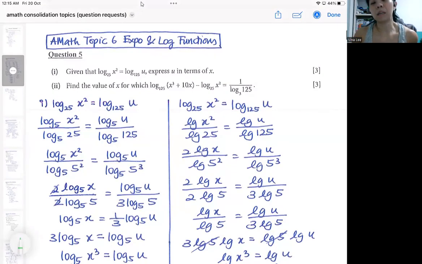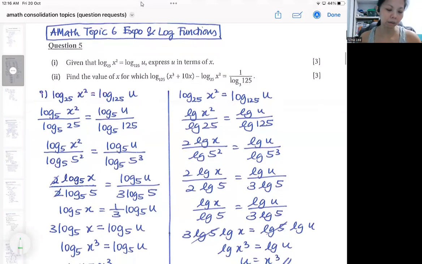So in a way, it's making u the subject. You will need to make u the subject, but without the log. Which means I will need to simplify the log in such a way that I can compare the two logs so that the log can disappear. In order for me to compare the log on the left and on the right, I need to have the same base. So I'm showing two methods here.